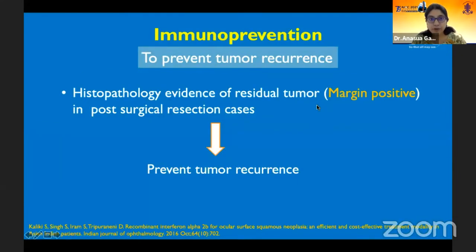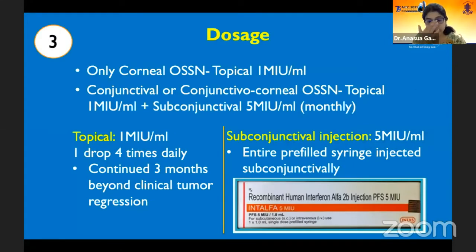So in immunoprevention, to prevent tumor recurrence, like what Anirban mentioned, we have a protocol-based immunotherapy post-surgical excision. Whenever the surgical margins are positive, we use interferon for a duration of 3 months to prevent tumor recurrence. The dosage varies from institute to institute. It ranges from 1 million international unit to 10 million international unit. This is what we are using at our institute right now.